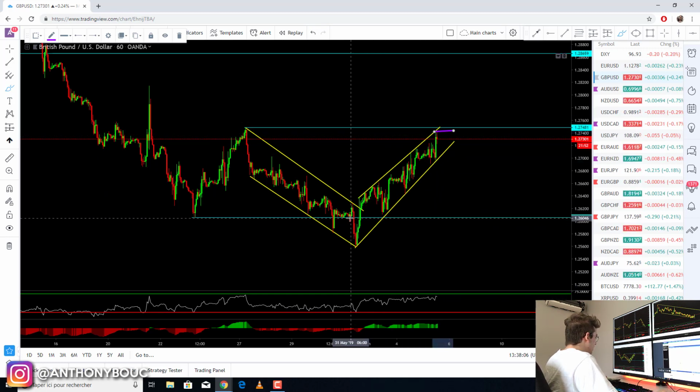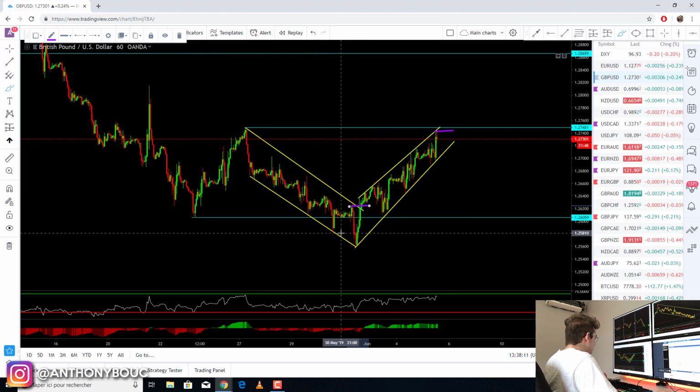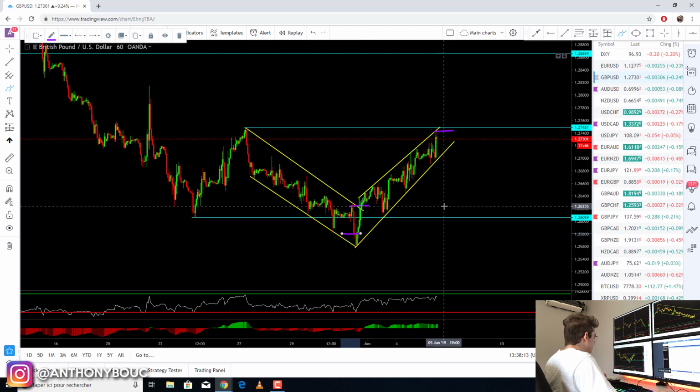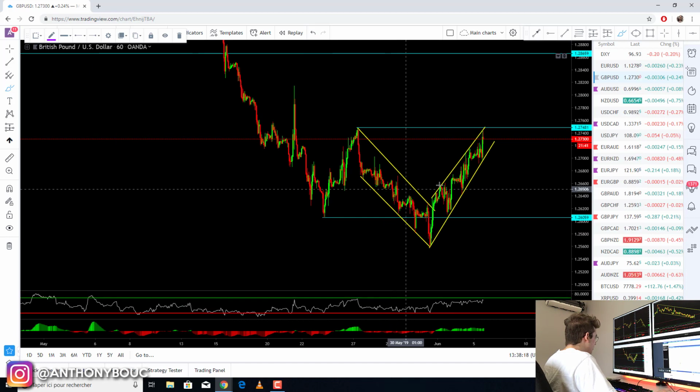So this is where I got out. This is where I got in, right? First of all, this is where I got in. My risk was to this level, and this is where I got out. So that was a very, very good trade, as you guys can see now on the chart.